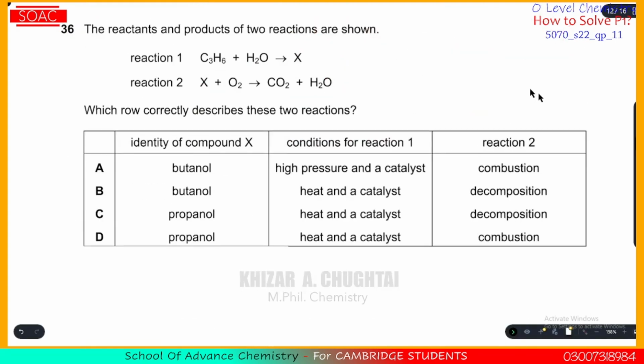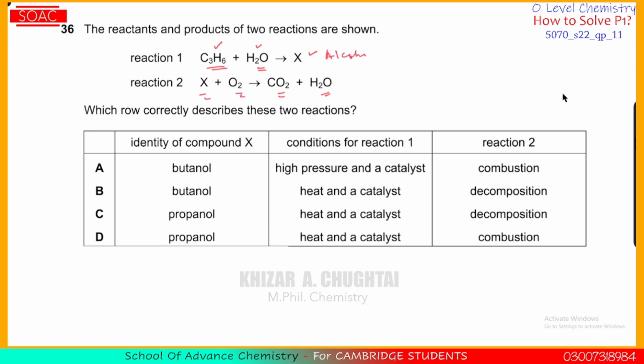Question number 36. The reactant and the products of two reactions are shown over here. C3H6 plus H2O goes to X, and X plus oxygen goes to CO2 and H2O. So basically C3H6 is an alkene. When water is added, it is going to make alcohol, and alcohol, when it is oxidized, it is going to make CO2 and H2O. Which row correctly describes these two reactions?